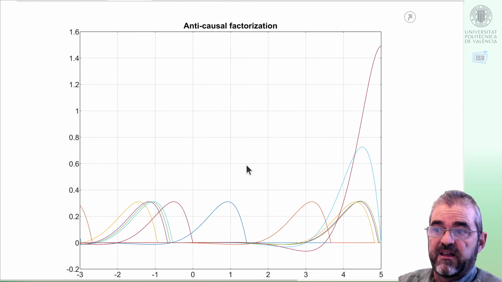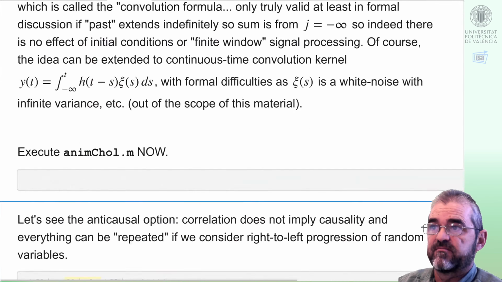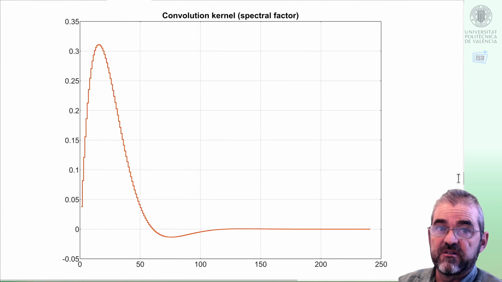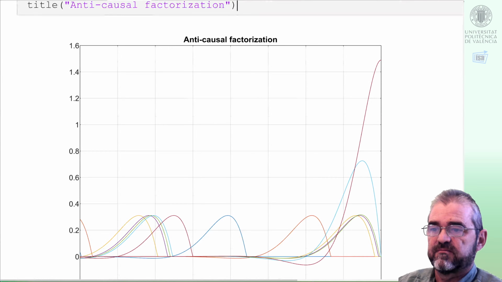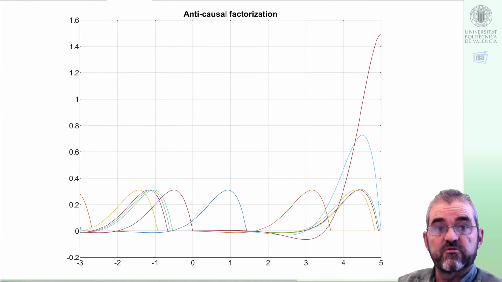And of course, I can also think of a reverse convolution kernel by just reversing the causal convolution kernel to the anti-causal stuff. So this will be the anti-causal factorization. But we have one more factorization. Let's see.